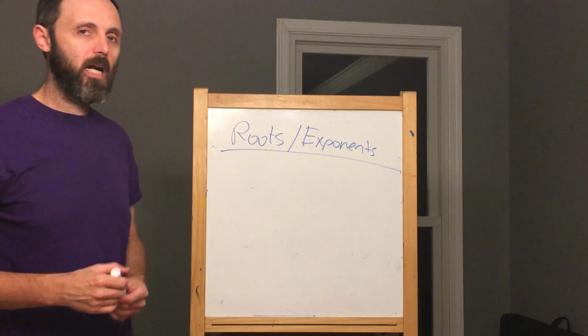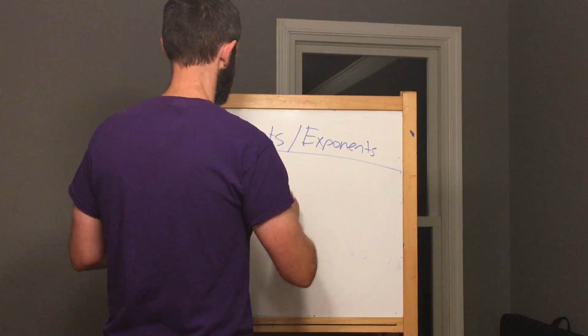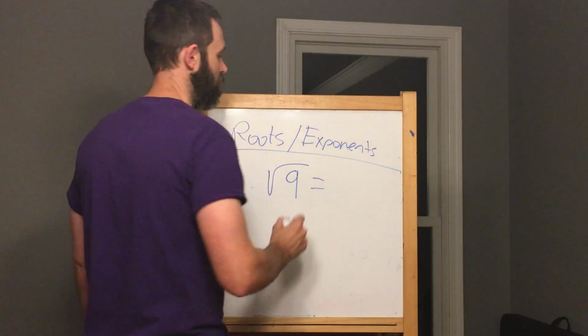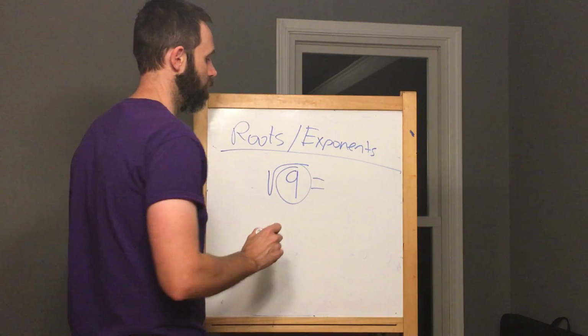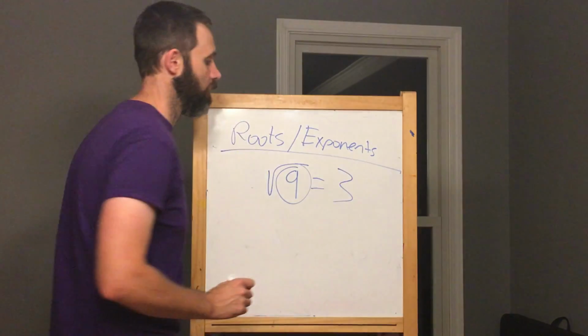Because eventually you're going to have to simplify roots. Let's say you have something like the square root of 9. Well, that's pretty easy to simplify. Why? It has a perfect root, so the square root of 9 is, of course, 3.